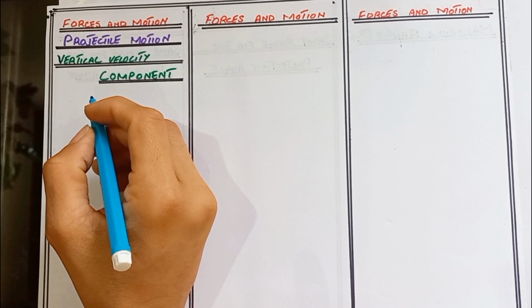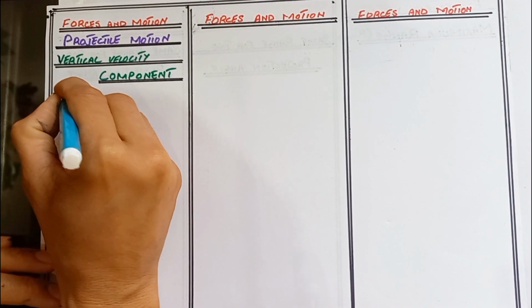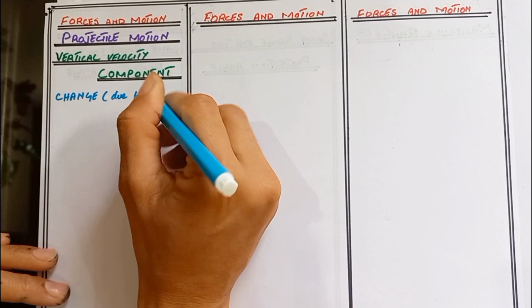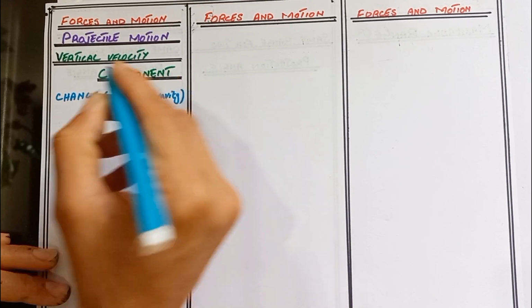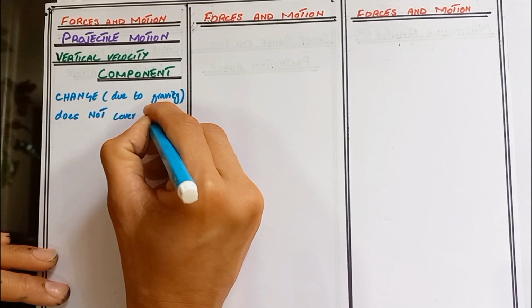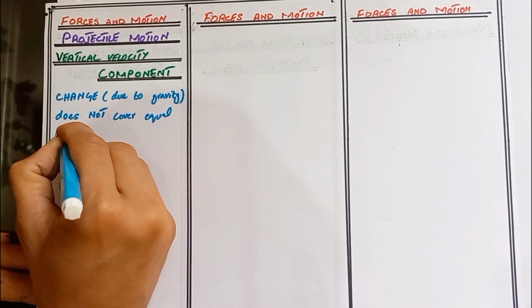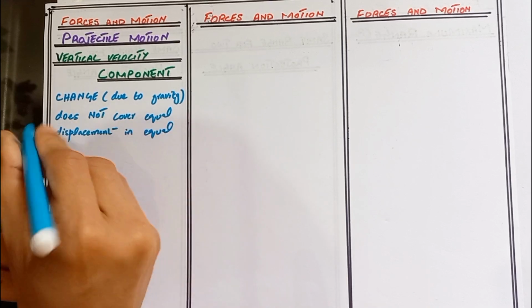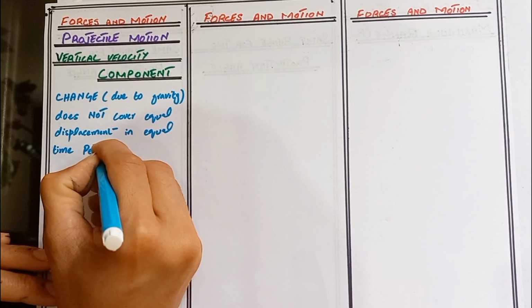Now we discuss the vertical velocity component, that is the change due to gravity. It does not cover equal displacement in equal time period.